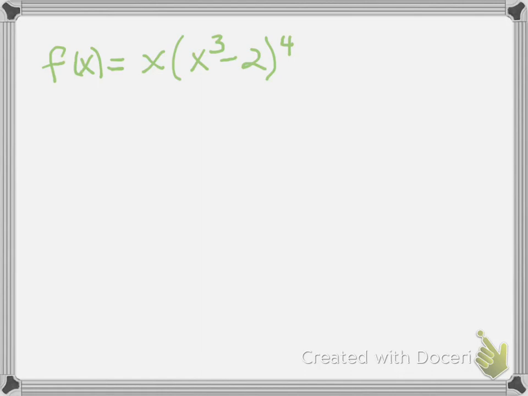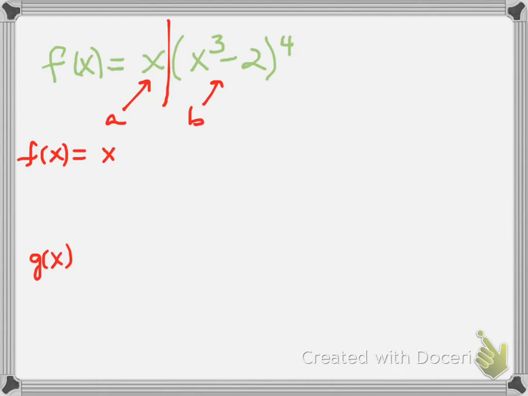So we have to recognize the fact that we are really looking at a product of two things. So if you remember from our product rule, right, that's kind of like A and B. Right? So what a lot of people did was they said, well, if I call x function F and x cubed minus 2 to the fourth function G, then I can actually play around with some of their derivatives, right? So f prime, the derivative of x, is just 1, and g prime, well, here we go.